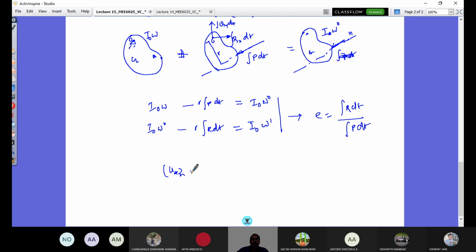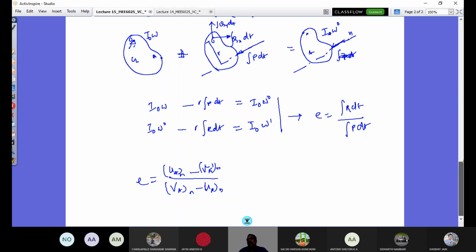QA n minus VA dash n by VA n by UA n. So in the same way, you can take the other body, and then you will be able to prove the same. So it is one and the same, whatever we were doing.